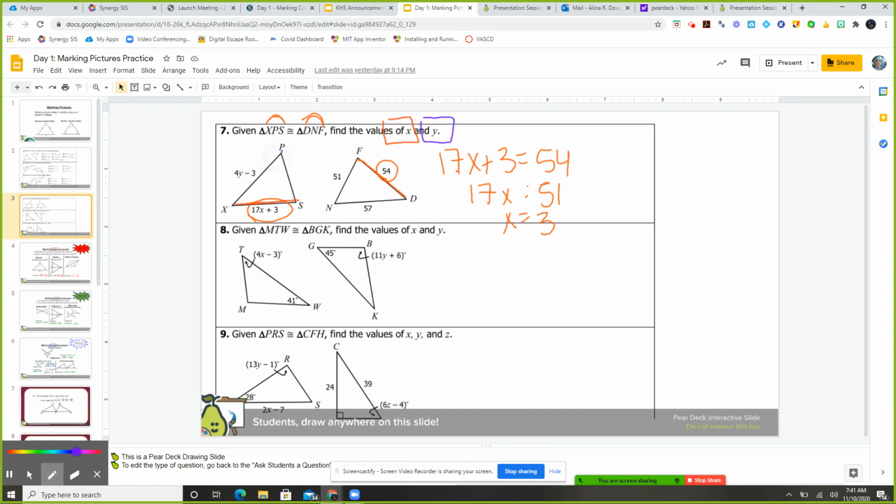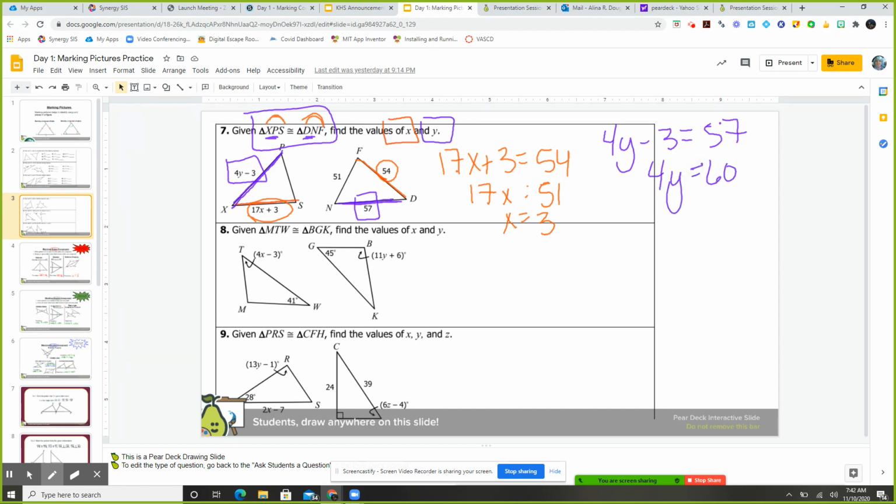What about y? What corresponds to XP? Is it FN? X, P are the first two letters. So DN is the first two letters. So this key up here is so super important. You have to read the directions. There's no way around it. 4y minus 3 equals 57. So I add 3 to both sides, and 4y equals 60. That's an equal sign. And then divide by 4, and y equals 15.